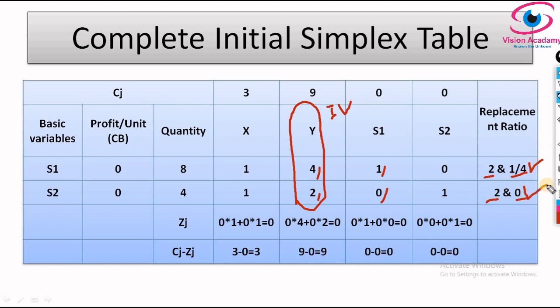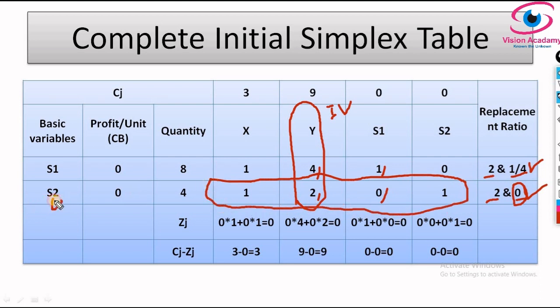Now we have to calculate the outgoing variable. You know which value to consider for the outgoing variable. We have to consider the lowest value. So here 0 is the lowest value compared to 1 by 4, and since it is the lowest value, we have to mark it here. So S1 is the outgoing variable for the next iteration, and this is the intersection. This intersection will be the key element.